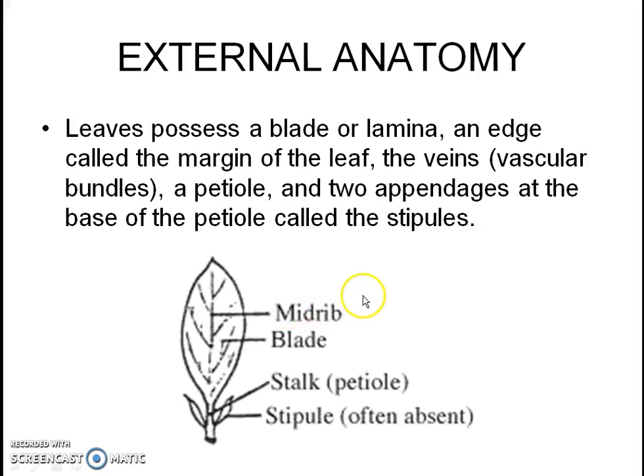The external anatomy of leaves shows that leaves possess a blade or lamina, an edge called the margin of the leaf, the veins, a petiole, and two appendages at the base of the petiole called stipules. This is a midrib, and the entire portion is a blade. These two leafy appendages are called stipules. This is a petiole, a stalk.